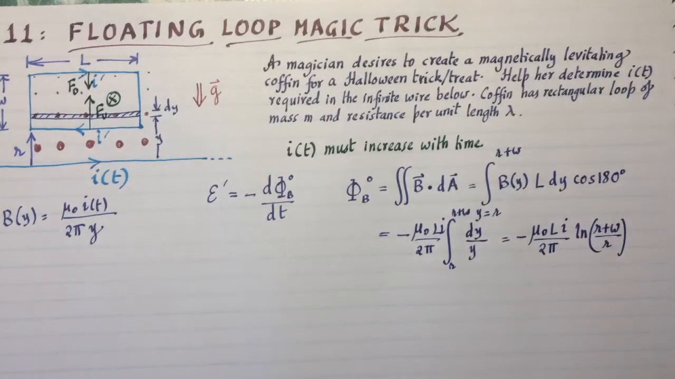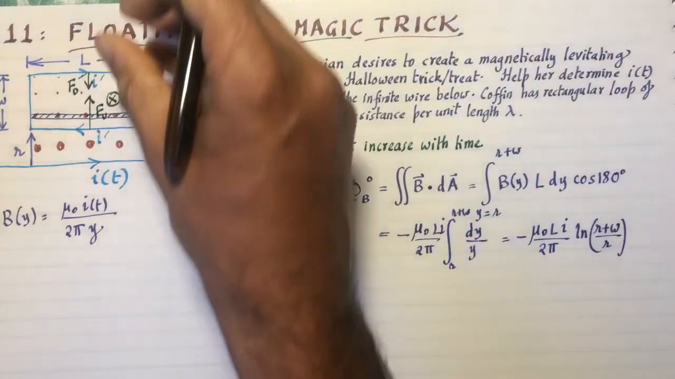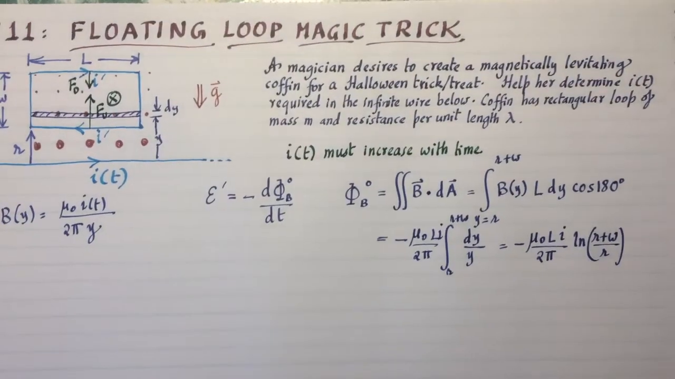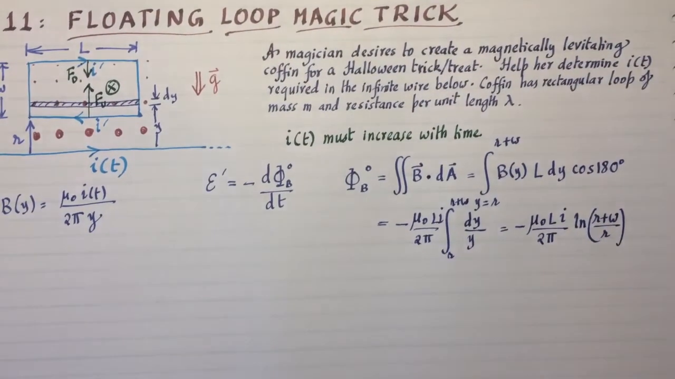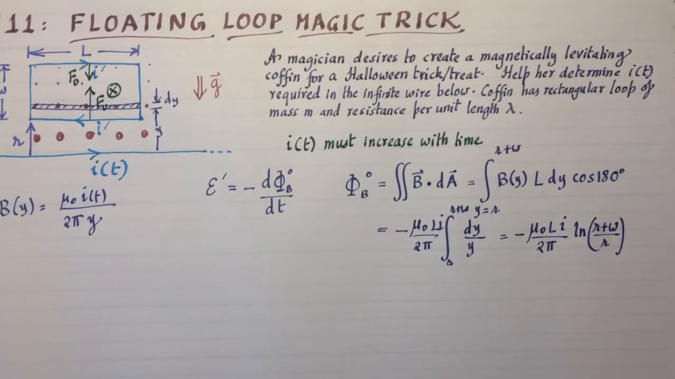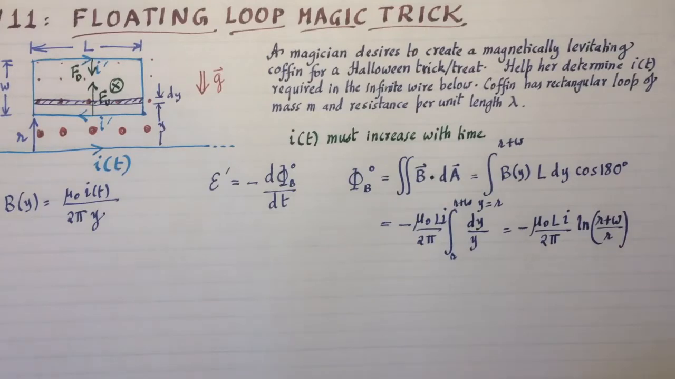So that's minus mu naught L I over 2 pi, natural log of r plus w divided by r, which is just a number. The loop is levitating, it's not moving here and there, so this all is fixed. So the only thing that varies with time is I here. I'll stop writing I as a function of time. It's understood that I is a function of time, just to save space in writing.